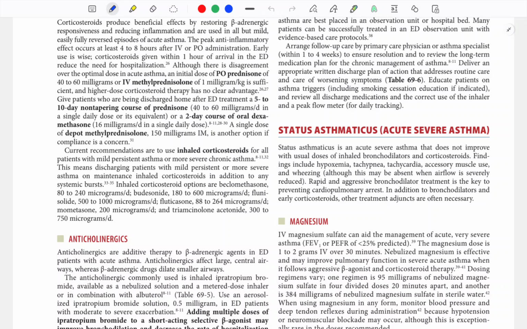If you are using magnesium, which is an antagonist of calcium, you need to monitor the vitals, urine output, deep tendon reflexes, and heart rate and blood pressure of the patient, because hypotension and neuromuscular blockade may occur with magnesium.